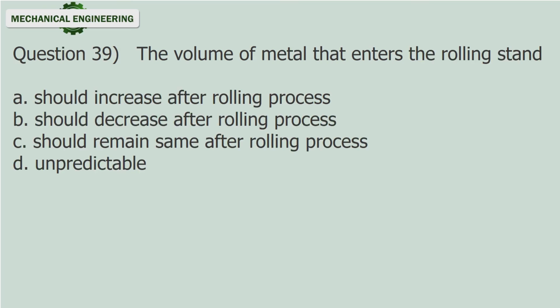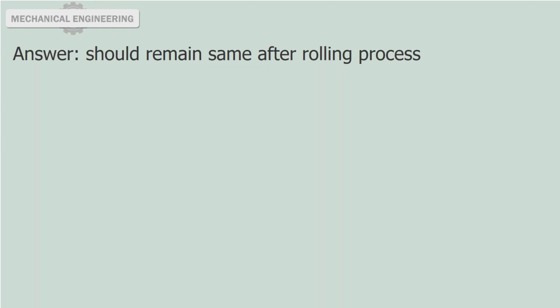Question 39. The volume of metal that enters the rolling stand A. Should increase after rolling process. B. Should decrease after rolling process. C. Should remain same after rolling process. D. Unpredictable. Answer: should remain same after rolling process.